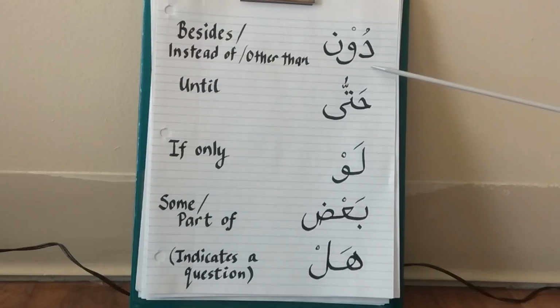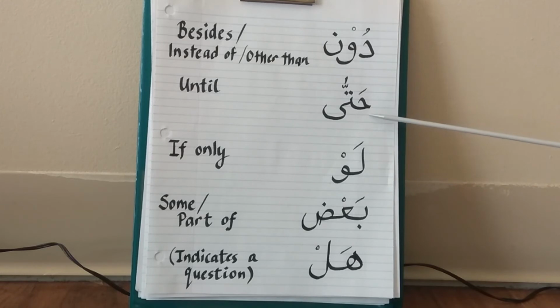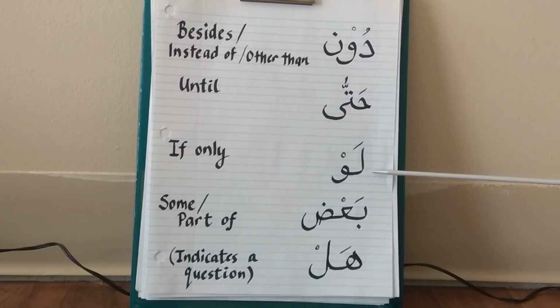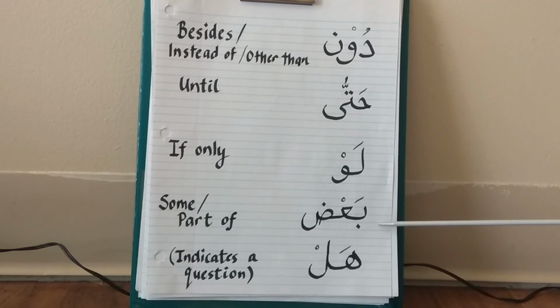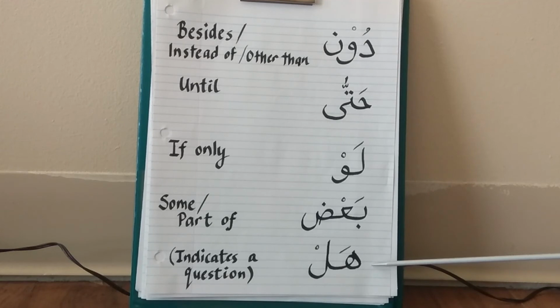And now it's time for our very last set of words of the day. Dun can mean besides or instead of or other than. Hatta means until or to the point of. Law is used at the beginning of a sentence and it means if only, suggesting some kind of regret. Ba'd means some or part of. And hal is a small word that goes at the front of a sentence that turns that sentence into a question.